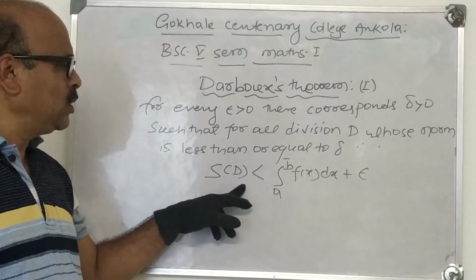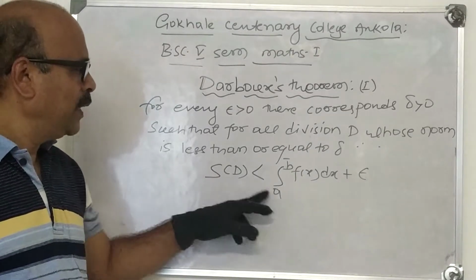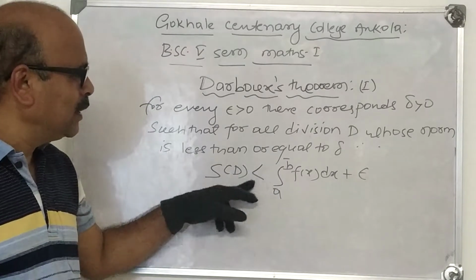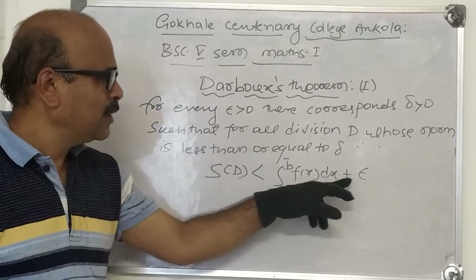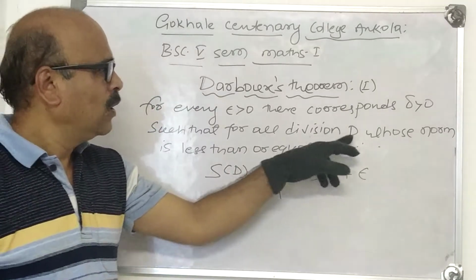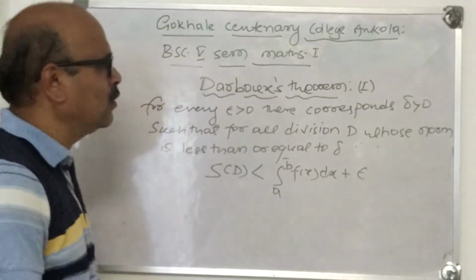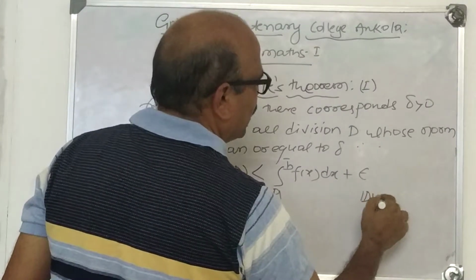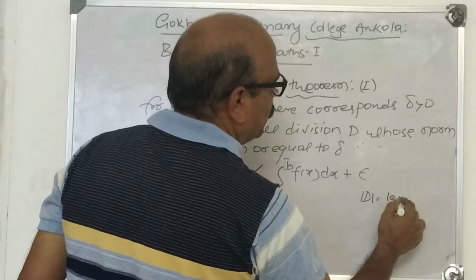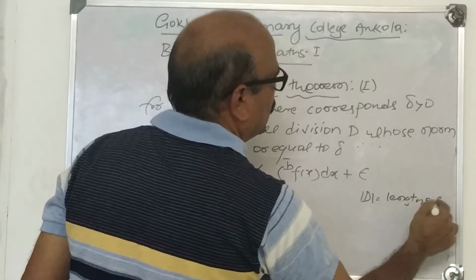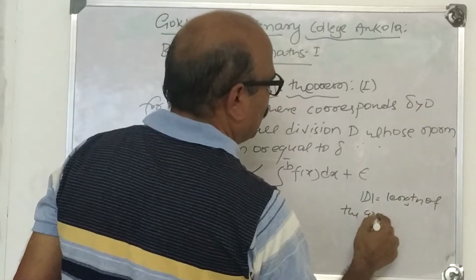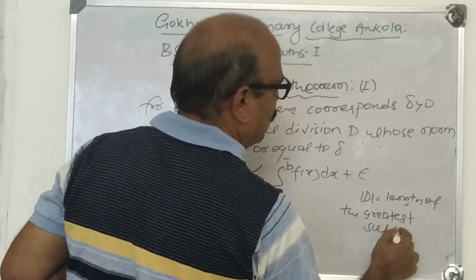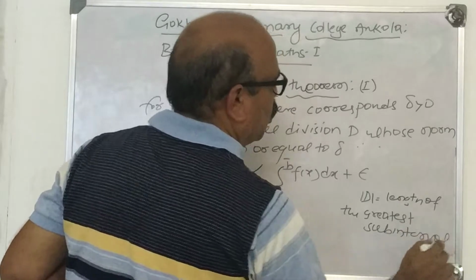Infimum means greatest lower bound. The upper integral of f(x) dx from a to b is the infimum of S(D), but this S(D) is less than the upper integral plus epsilon for all division D whose norm is less than or equal to delta. What do you mean by norm of the division? Norm of the division is the length of the greatest subinterval. Length of the greatest subinterval is called norm of the division.